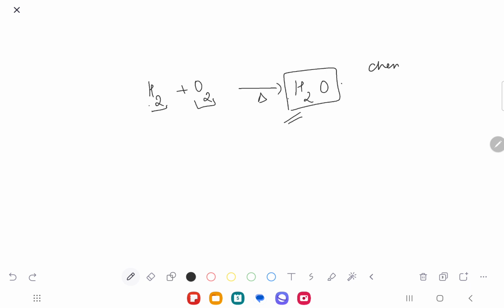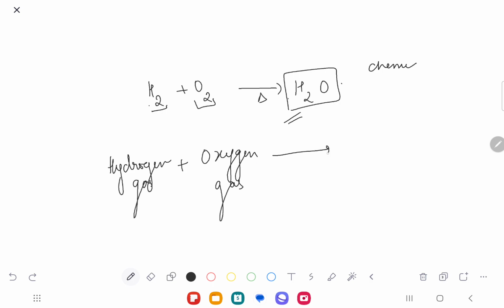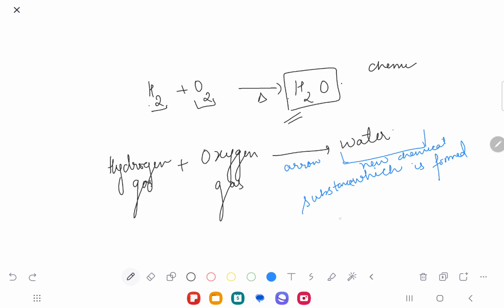So, first of all, chemical reaction. If I write down hydrogen gas plus oxygen gas gives me water, you understand? This is how I write the equation. My equation will always have this arrow. The new chemical substance which is formed is called a product.